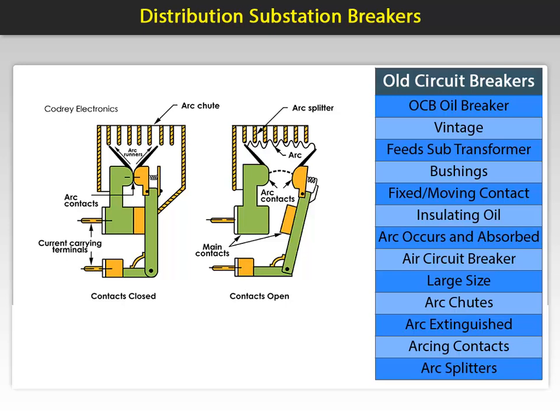Coming up, we will look at 2 other options for substations, including air, vacuum, and SF6 breakers.